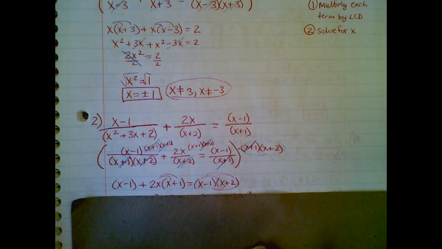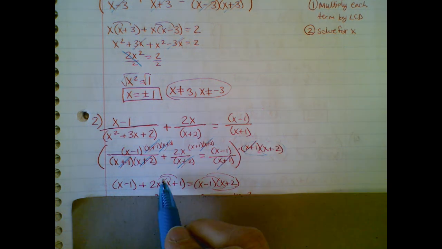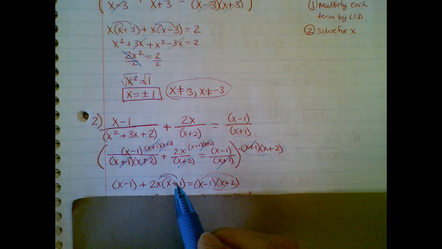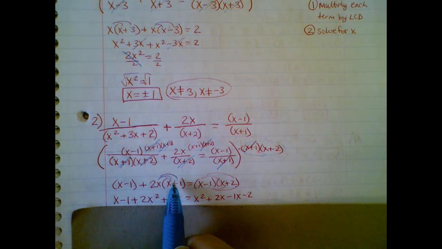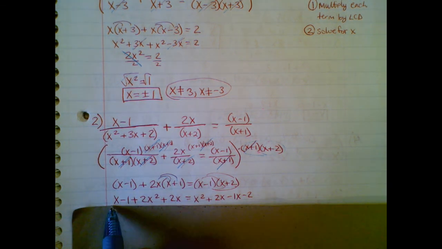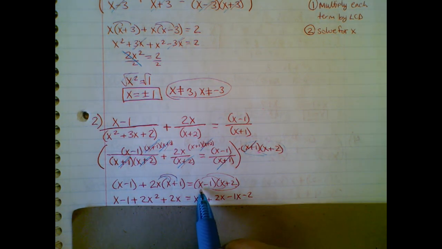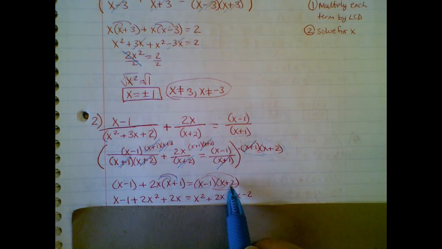Now we want to start solving for our x. So let's start distributing here. So 2x times x is 2x squared. 2x times 1 is 2x. And we just brought down this x minus 1 in front. And then over here, we want to go ahead and FOIL this. So x times x is x squared. x times 2 is 2x. Now distribute this negative 1. Negative 1 times x is negative 1x. Negative 1 times 2 is negative 2.